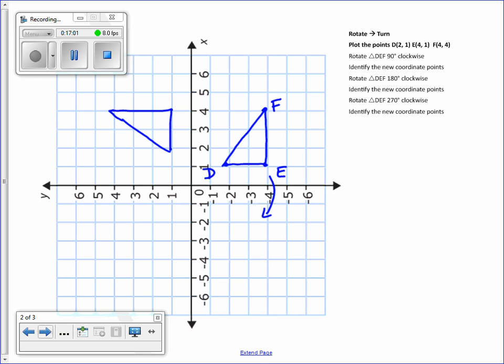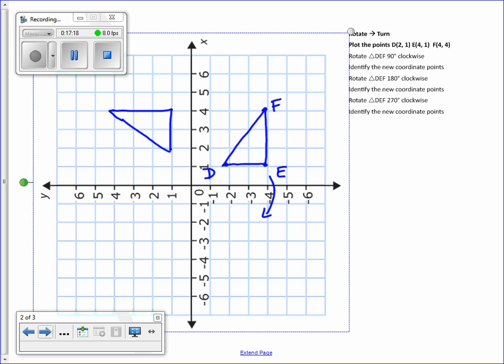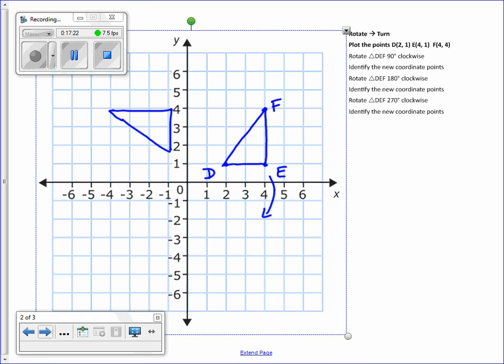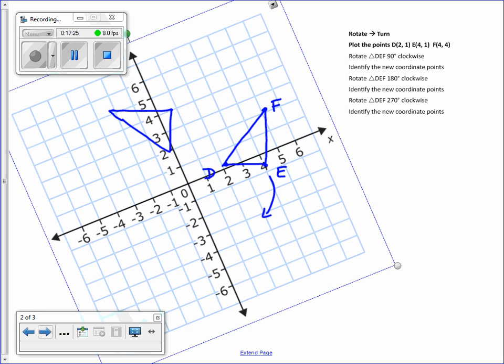And you should have rotated it. Now you're looking at it here in this quadrant. And it's over 2, up 1, over 4, up 1, over 4, up 4. And you now have just rotated the image. Now it says rotate our original DEF, all right, rotate our original DEF. And it says rotate it 180 degrees.